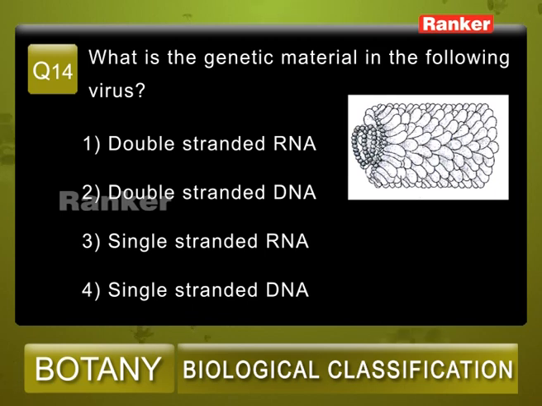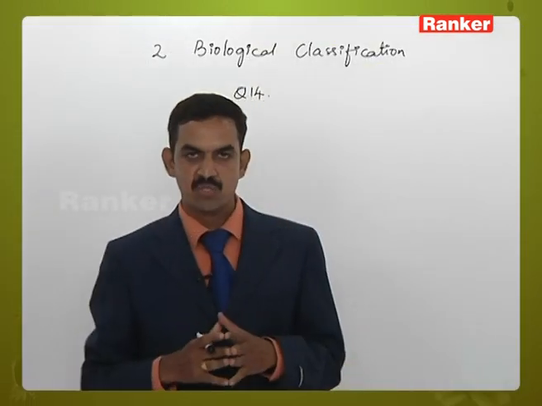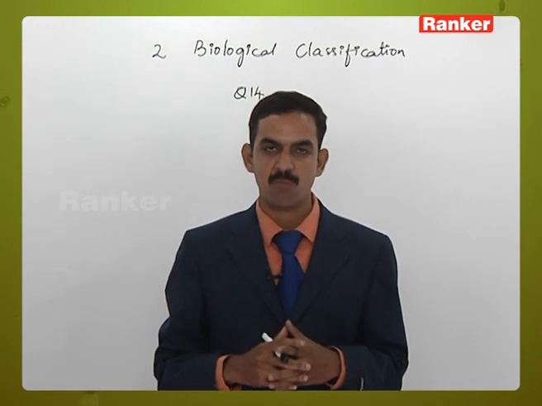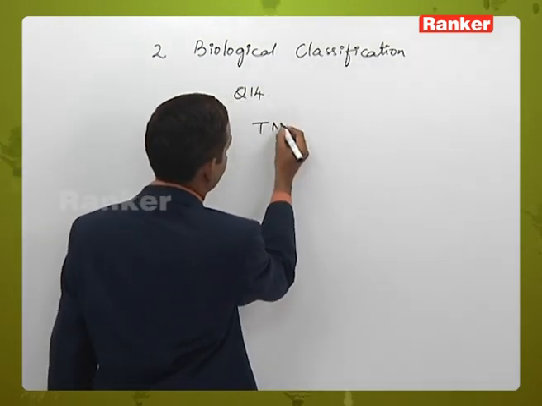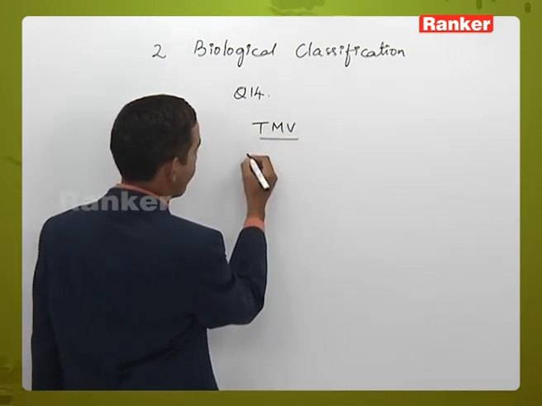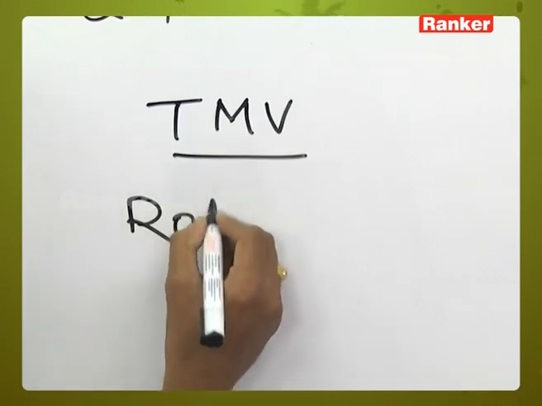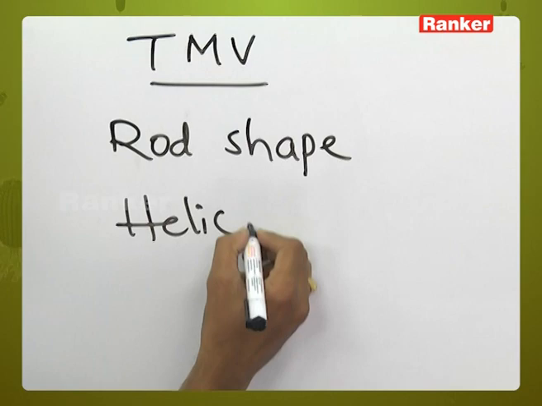Question number 14, what is the genetic material in the following virus? The given structure is of TMV, that is tobacco mosaic virus. Tobacco mosaic virus is a plant virus. It is one of the typical examples of plant viruses, and the TMV contains rod shape and helical symmetry.